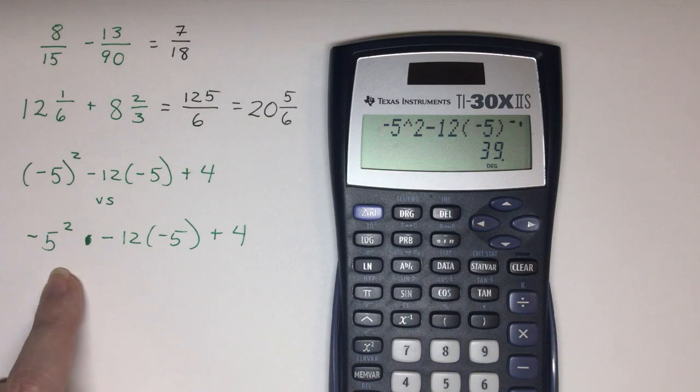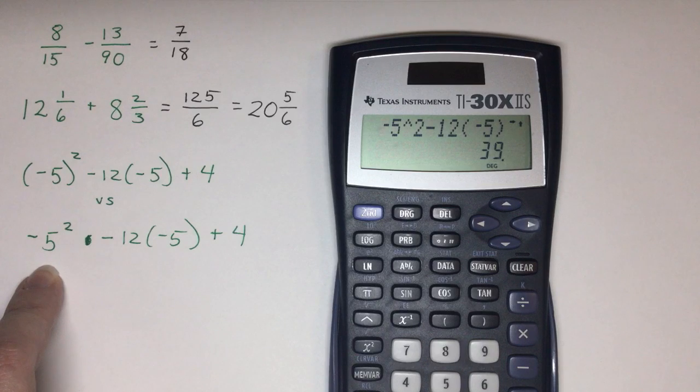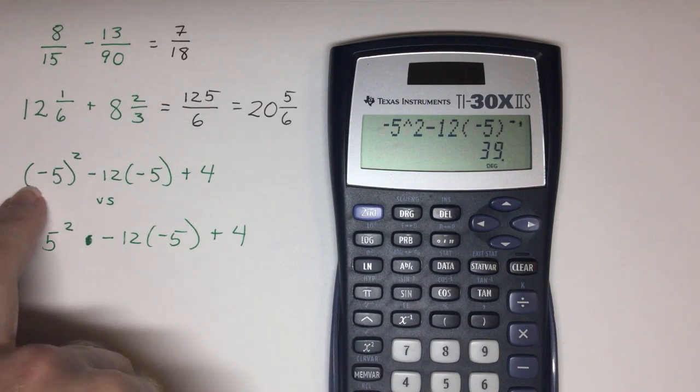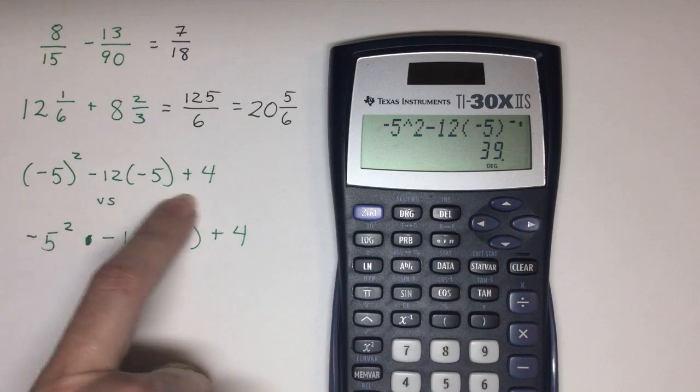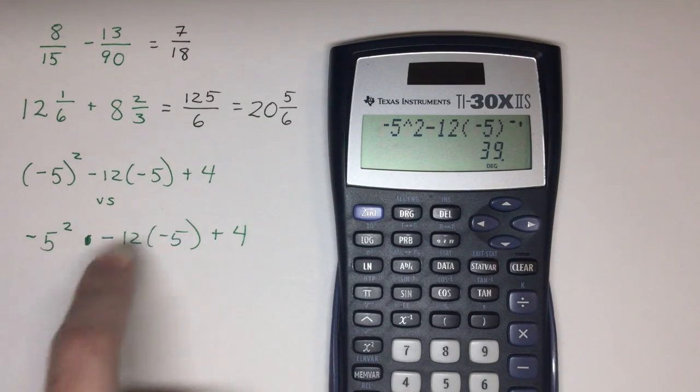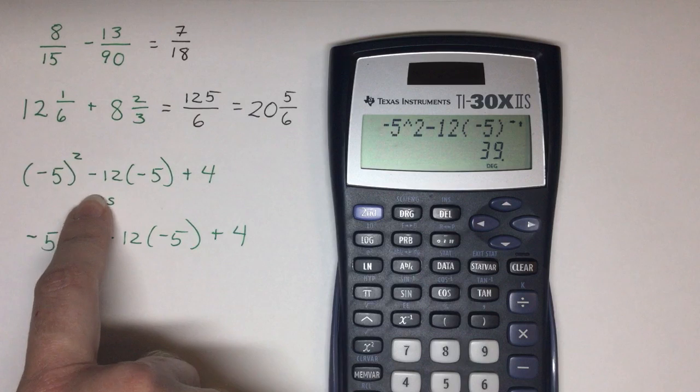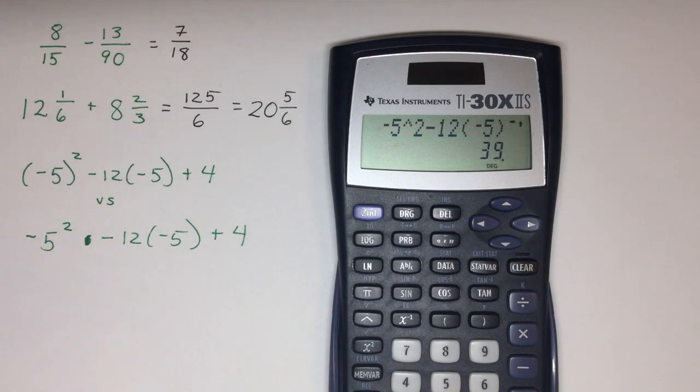Very different answer. This is also why writing out, when you're checking a solution, write out what that substitution should be. Enter it on the calculator just like you have it written. Don't be sloppy with parentheses. It makes a big difference.